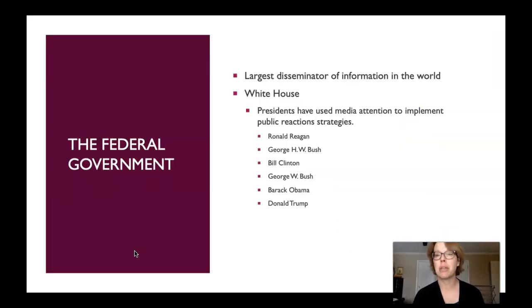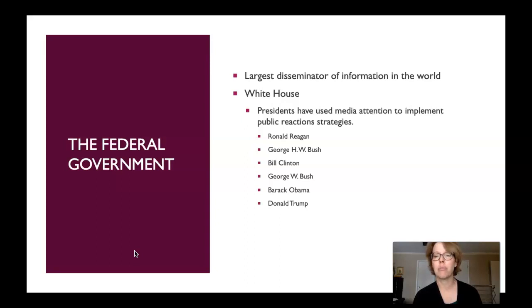So the federal government is the largest disseminator of information around the world. This all, of course, most of it drives from the White House. Presidents have used media attention to implement important PR strategies. Ronald Reagan was known as a very good communicator. He was a former actor. H.W. Bush used, well, not internet, but used a lot of TV techniques.